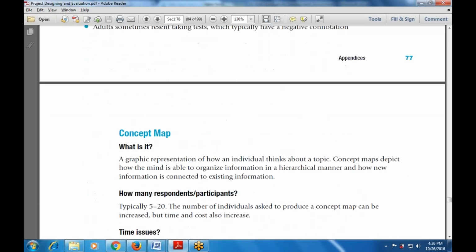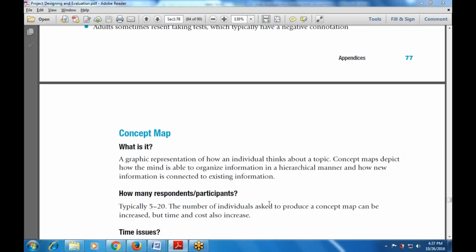Then next is the concept map. That is the next tool that is used for judging or assessing. This concept map is a graphical representation of how an individual thinks about a topic. That means what is the main criteria, what is a graphical representation. For example, when we talk about the ear diagram, how the ear diagram will be used or how the individual thinks about a topic, that is known as the concept map.